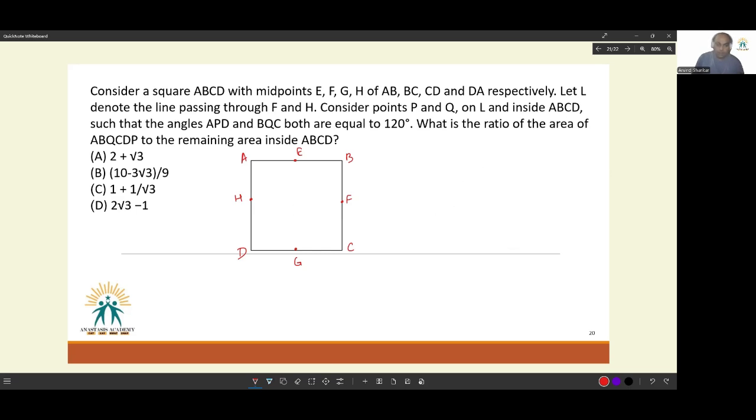Let L denote the line passing through F and H. I definitely need to reimagine my point H. In fact, let me do this. Let me draw a line. Okay. Wherever it ends at, this is H. Okay. Consider points P and Q on L inside ABCD such that angles APB and BQC both are equal to 120 degrees. So now see.